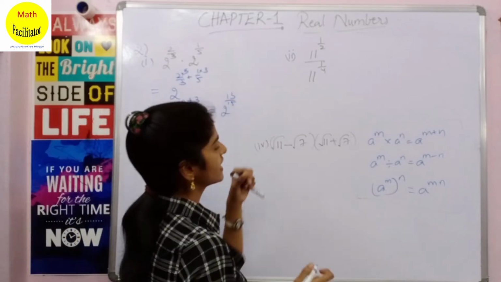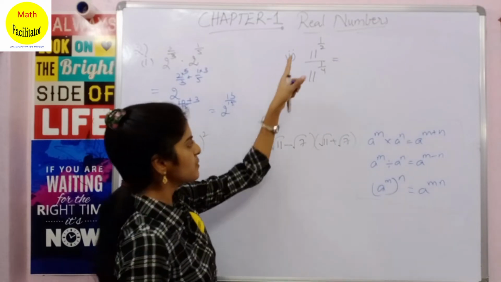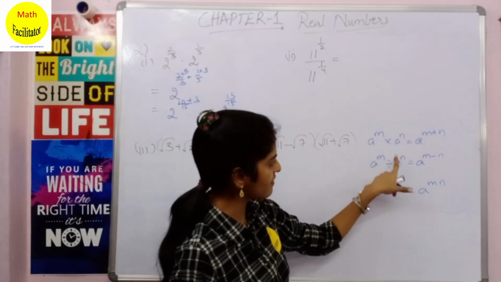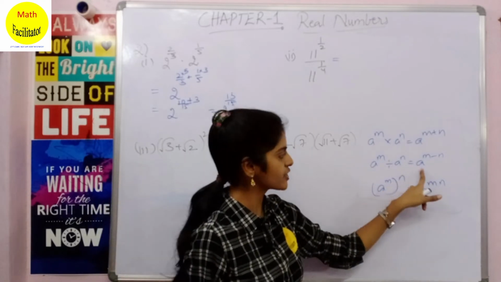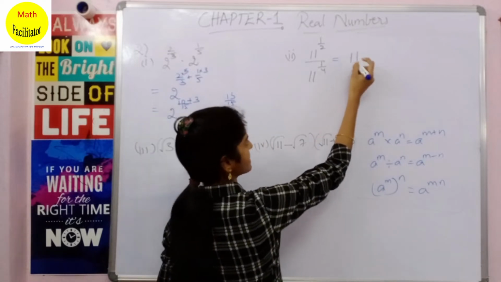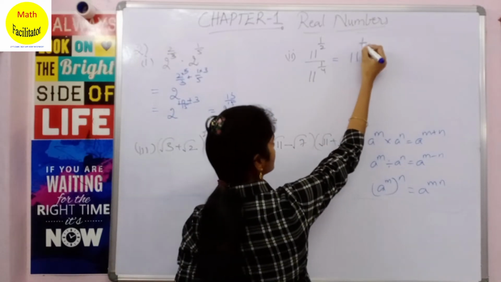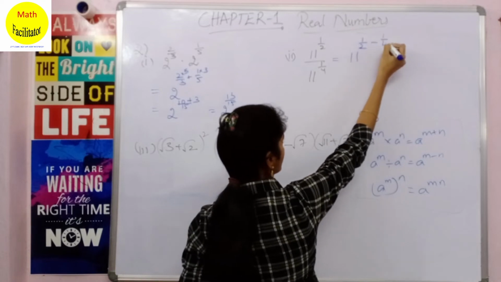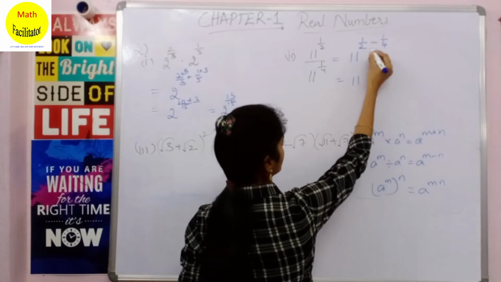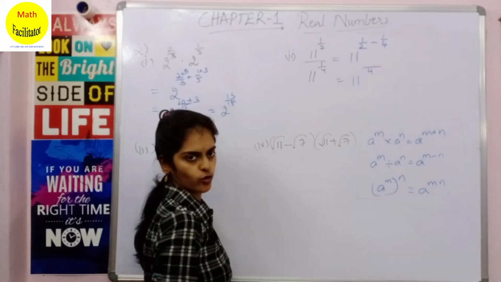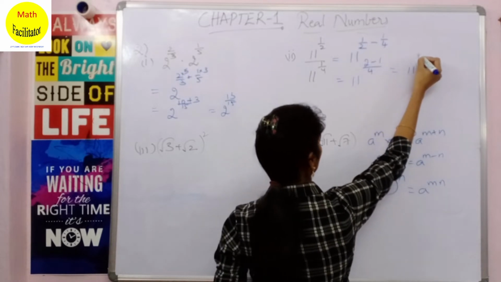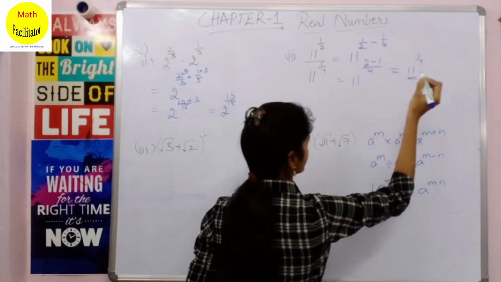Clear? Now here the second question is 11 power 1 by 2 divided by 11 power 1 by 4. It is of the form a power m divided by a power n. So you will write as a power m minus n. So this is, a is 11 here. So 11 power m is 1 by 2 minus n is 1 by 4. So again it is nothing but 11 power... Now take LCM, it is 4. So it is 2 minus 1. So it is 11 power 1 by 4. Clear? So this is the answer.